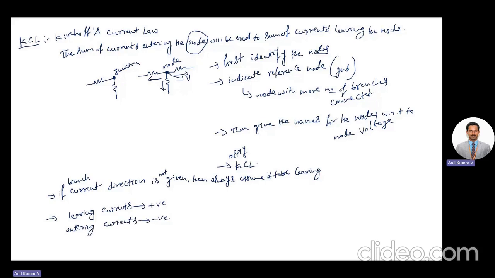Now let me see a simple circuit with respect to the KCL, how to apply your KCL to the given network. I'll take two resistors with one resistor across the junction with one voltage source.